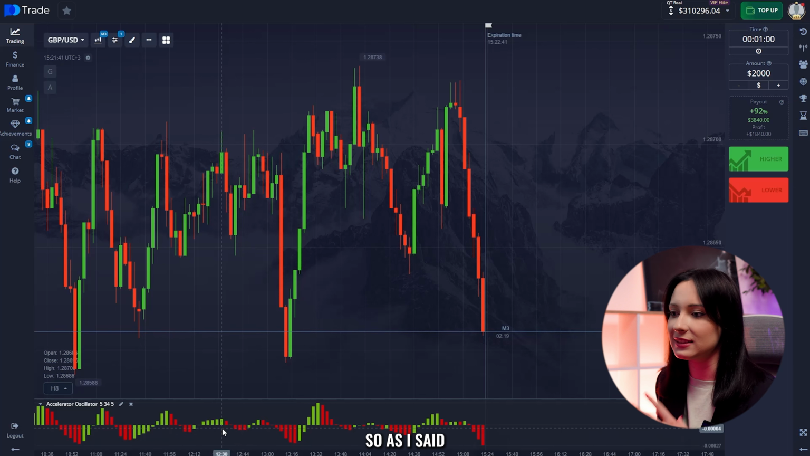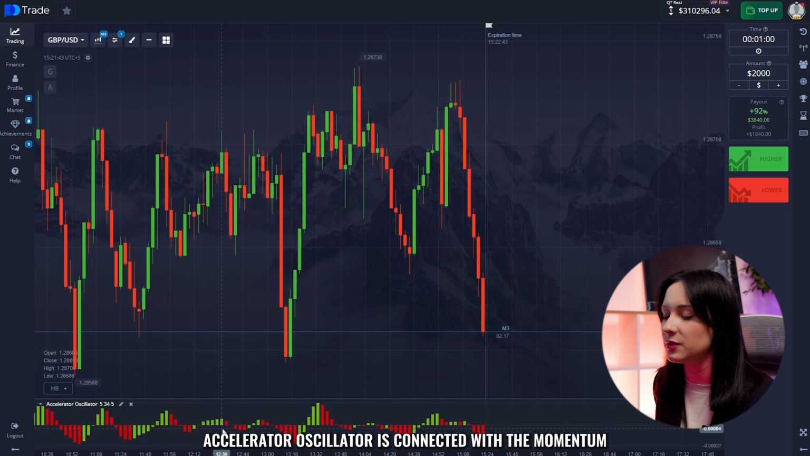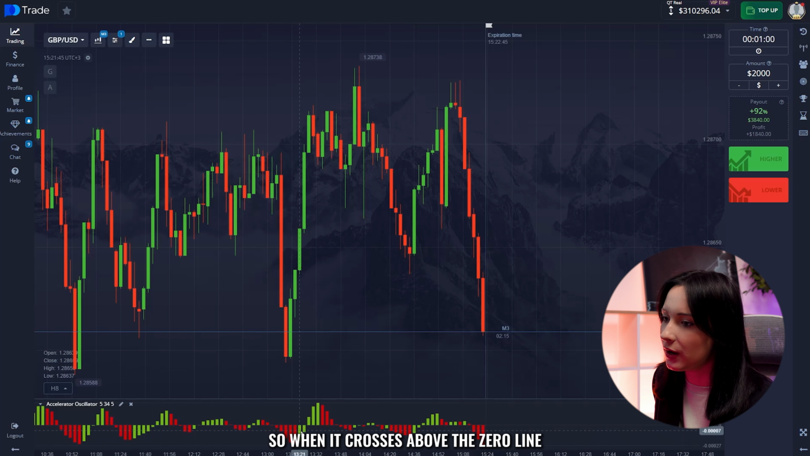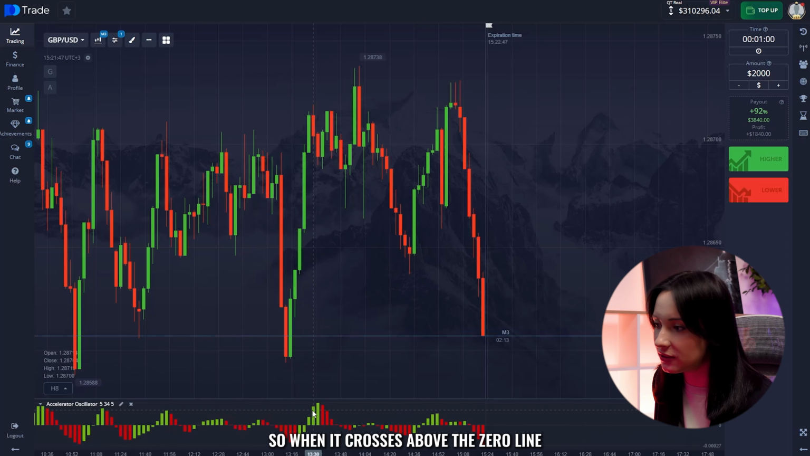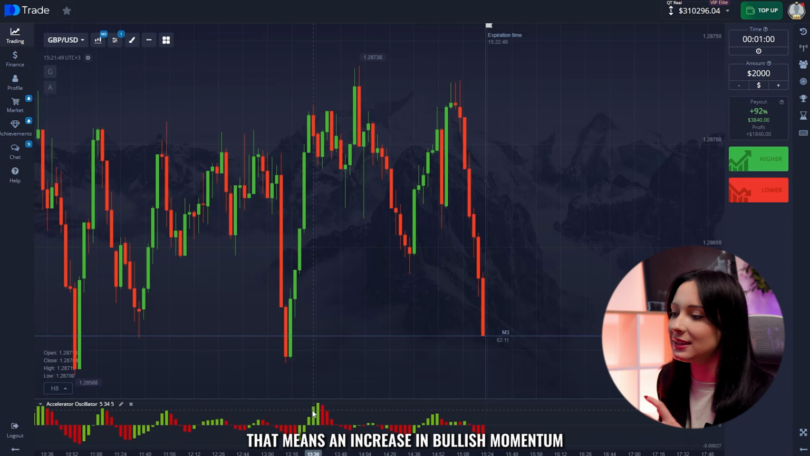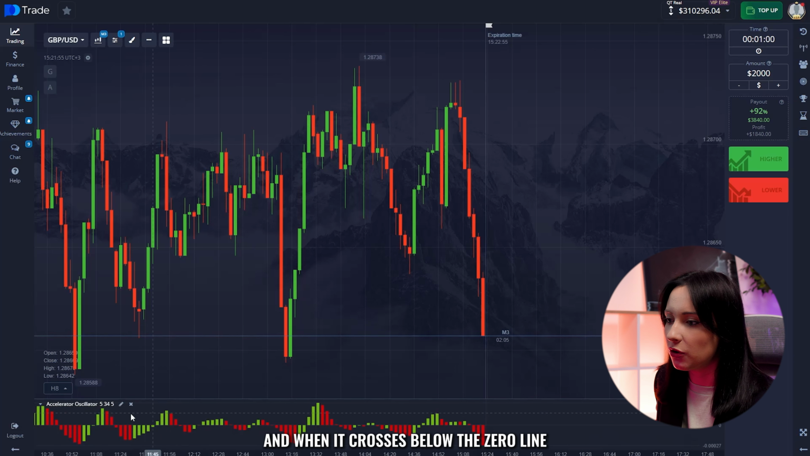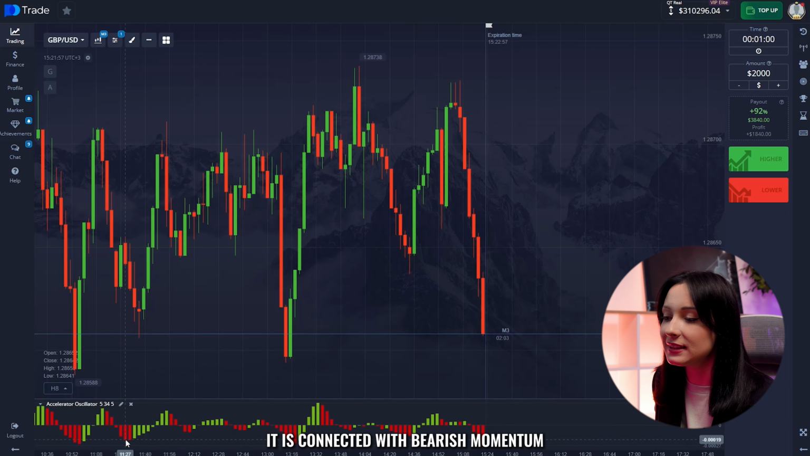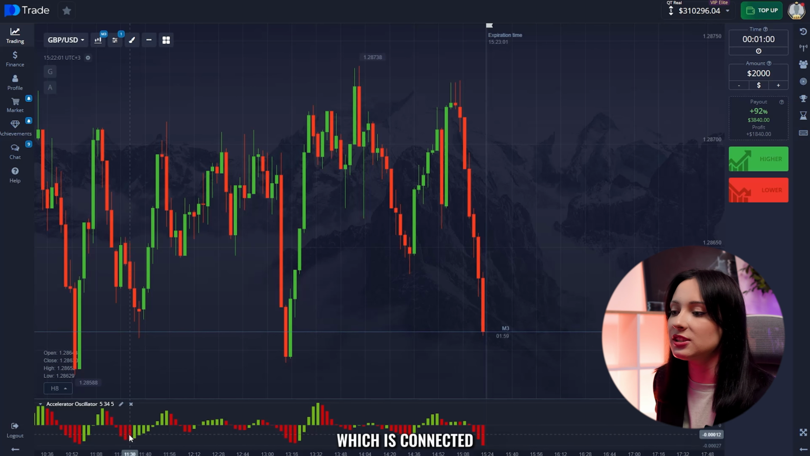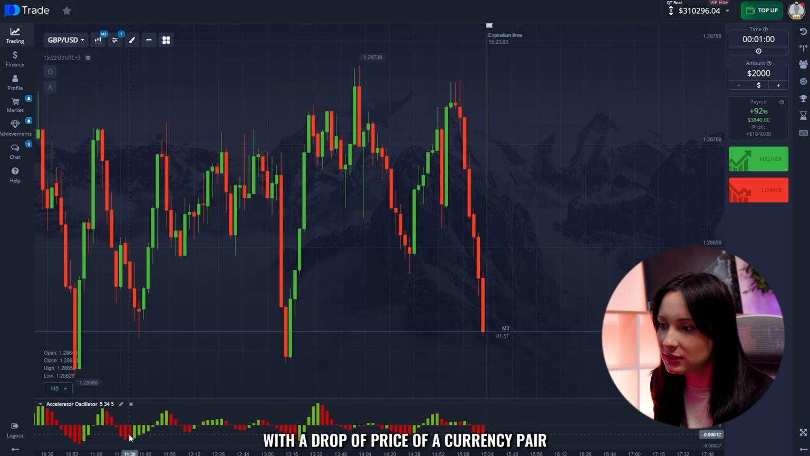So as I said, the accelerator oscillator is connected with the momentum. When it crosses above the zero line, that means an increase in bullish momentum, which is connected with growth. And when it crosses below the zero line, it is connected with an increase in bearish momentum, which is connected with a drop of price of a currency pair.